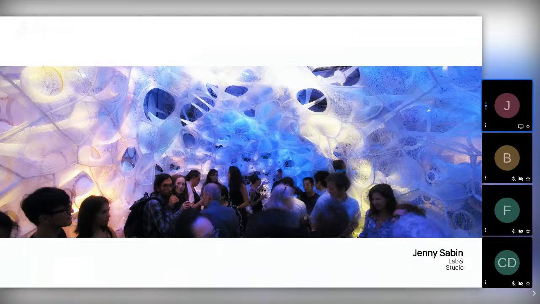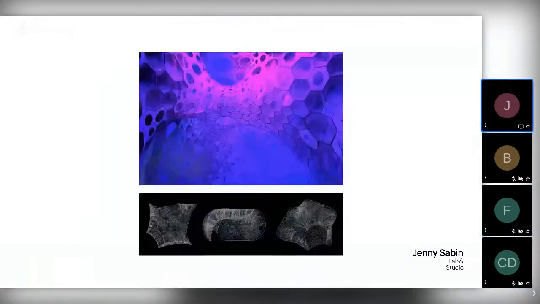And so the final pavilion was driven by that data. And this was also the first time that I started to work with photoluminescent fibers, as well as solar active fibers that directly engage UV input.